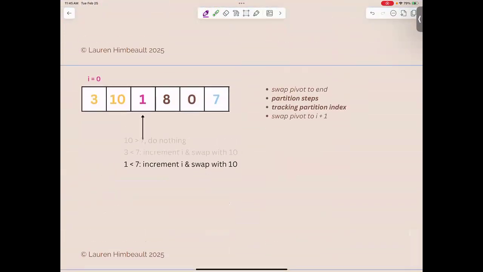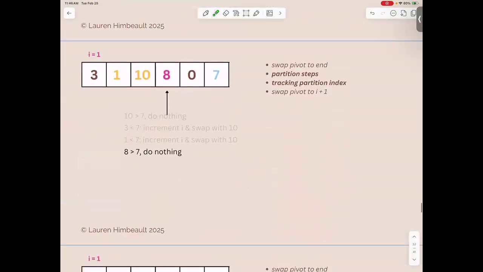And then we go to the next one, right? So now J is equal to 2. We ask the exact same question. Is this less than or equal to this? And it is. So we're going to increment I and swap. Why are we swapping with 10 again? Well, because we first increment I. So I is going to become 1. And then we swap with whatever's in I, and it is 10 again. So 1 and 10 are now going to swap places. There we go. I equals 1. So we saw that increase happen and we saw 10 and 1 swap places.